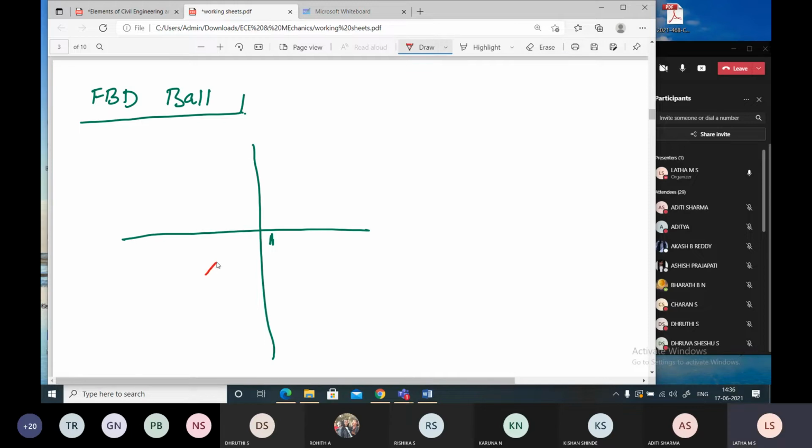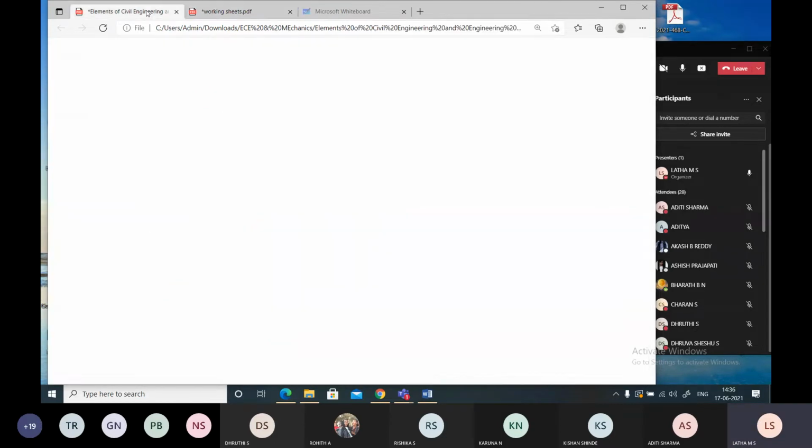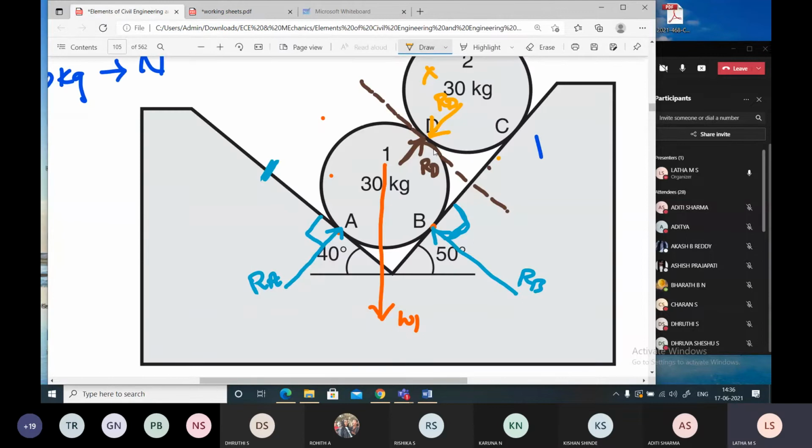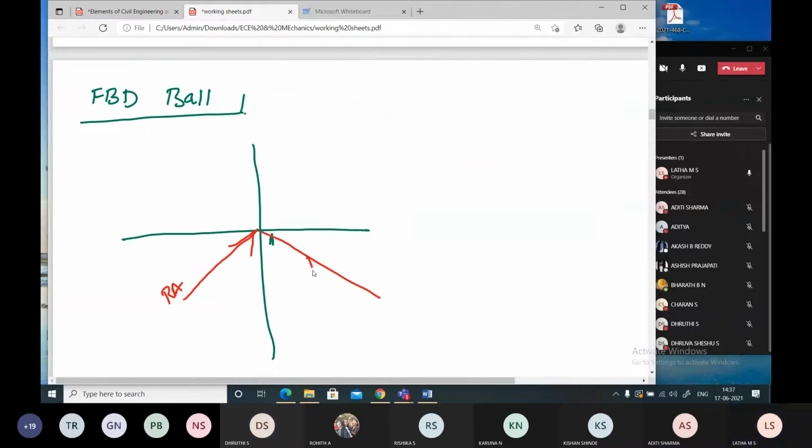I have to do this way. This is RA. Okay, students? Yes, this is RA. Fine. This is RA. Where is the next reaction, RB? In which quadrant do you find this RB, students? Fourth, ma'am. Fourth. Correct. So this is in the fourth quadrant, RB.